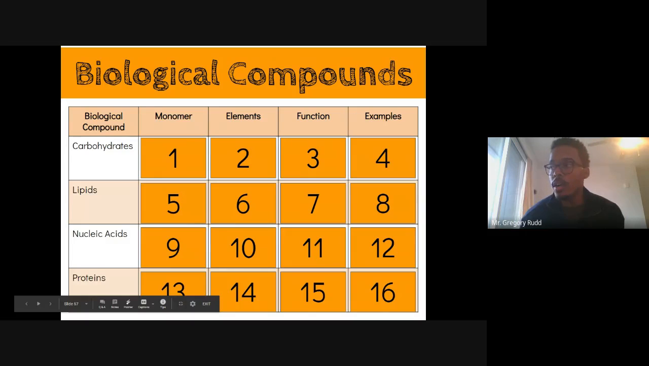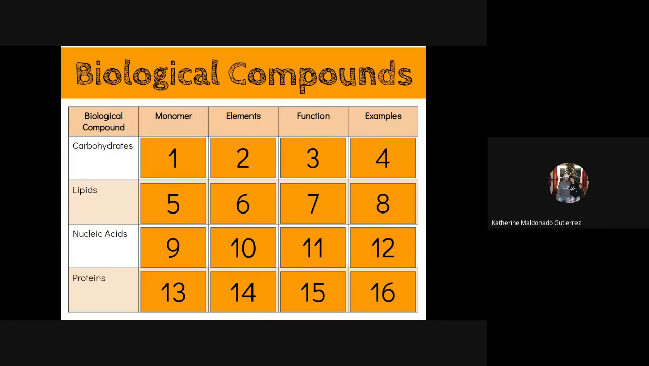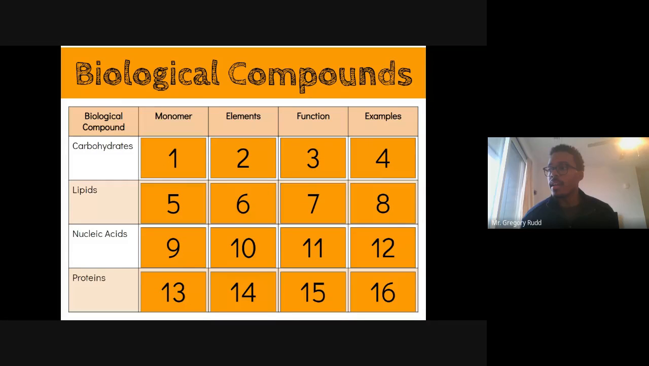Can someone tell me what is under box 1? Which monomer makes up carbohydrates? You can tell me in the chat, or you can tell me. Monosaccharide. Good. And Rudy, thank you. I appreciate it. You said glucose in the chat. We can say either one. A glucose is a monosaccharide.